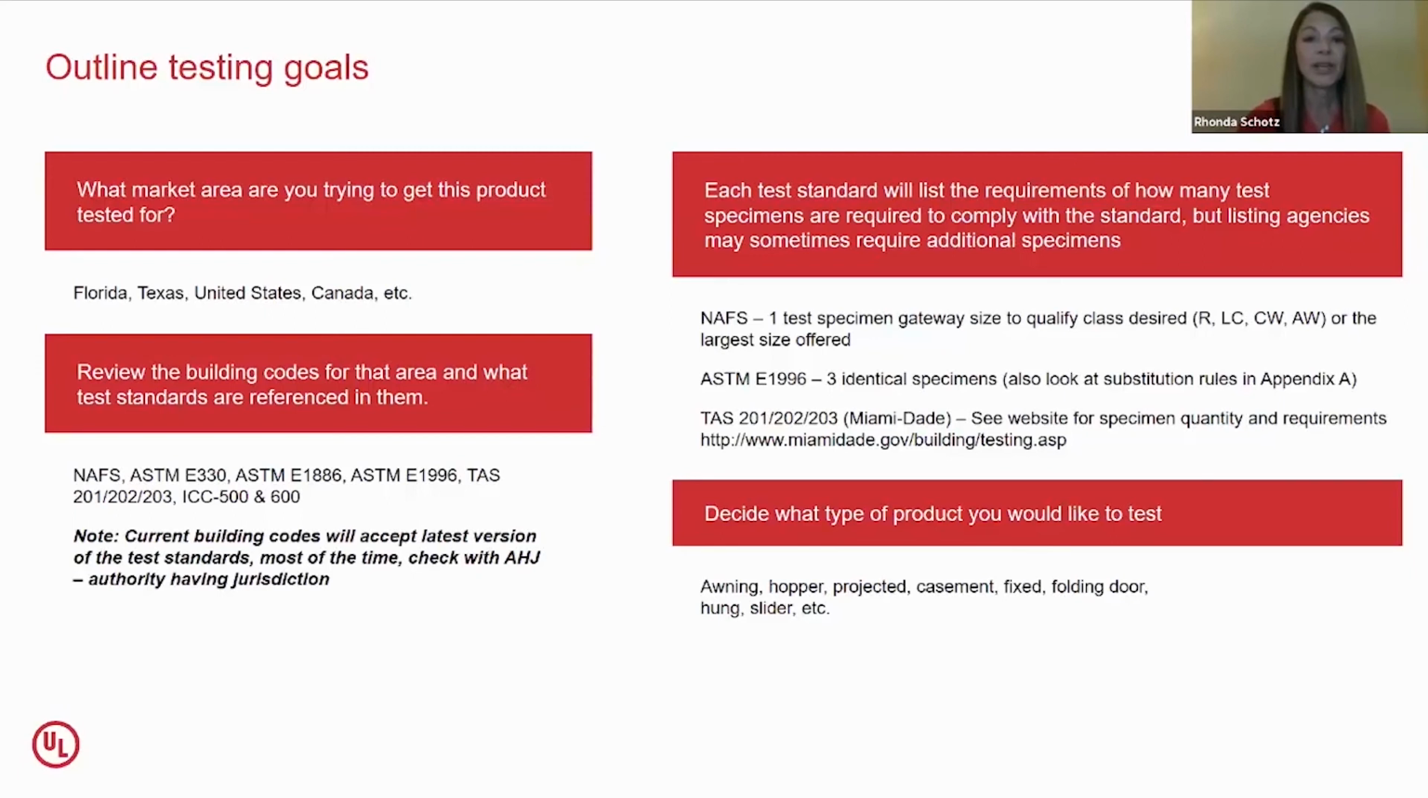And then finally, what type of products do I want to test and get certified? There's a variety of types of units. There's awnings, hoppers, casements, projected, side hinge doors, etc.